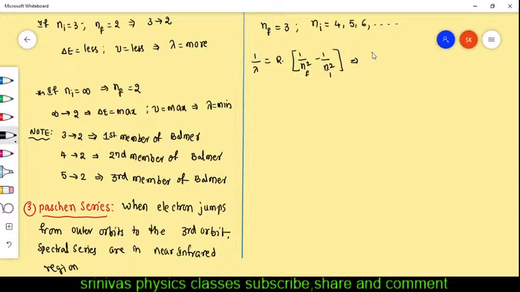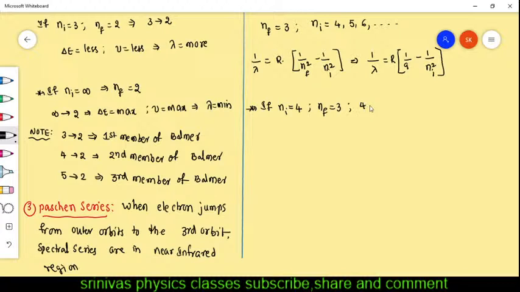But here we have to take nf as the fixed value. In the Paschen series it is 3, right? That means 1 by 3 square we have to write for nf value. 3 square is 9. 1 by 9 minus 1 by ni square we have to write here. Okay, we are getting here, right? Now if transition occurs, transition should occur to the third orbit. From where? If transition occurs from fourth to third orbit, initially fourth and finally third.